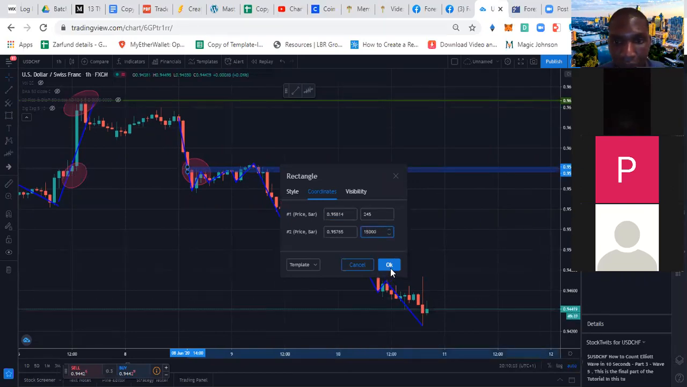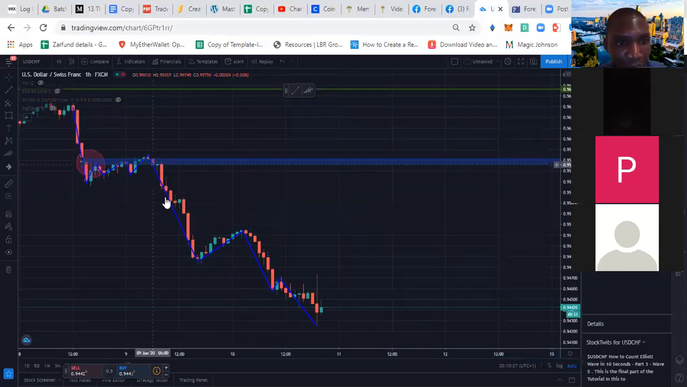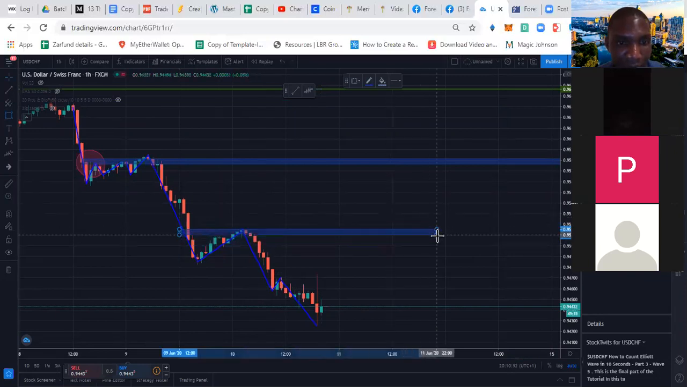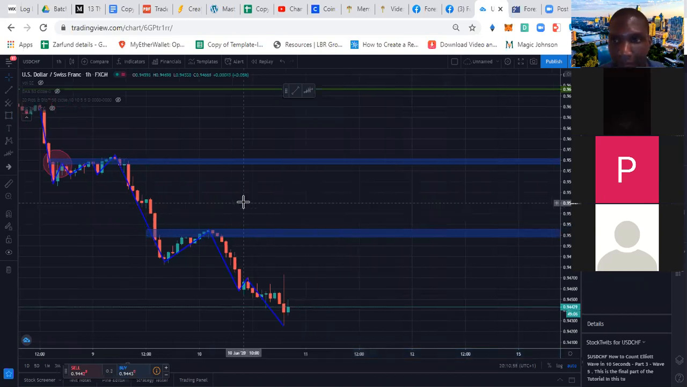That's the structure we have there right now. So now price moved from this point all the way here. Then when it moved here, it pulled back here and then moved to a low. Once it moved to a low, this gave us another structure right here. Another structure was formed right there.